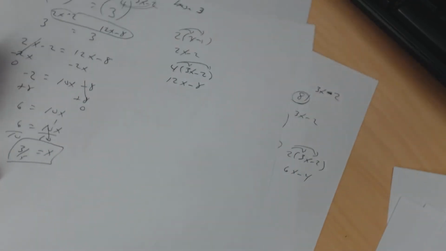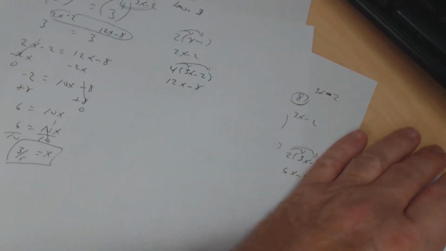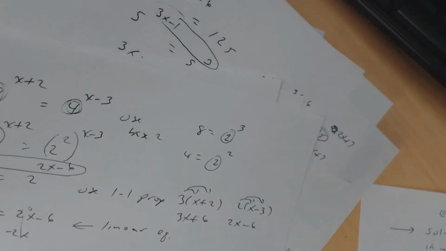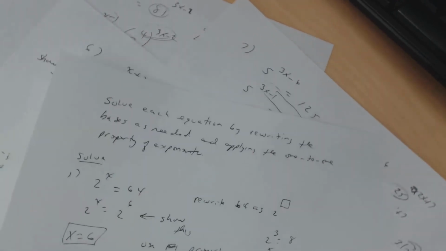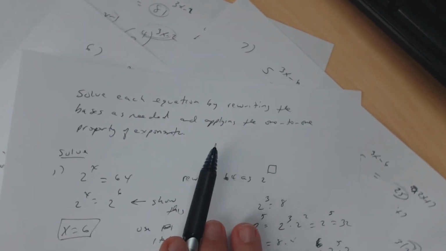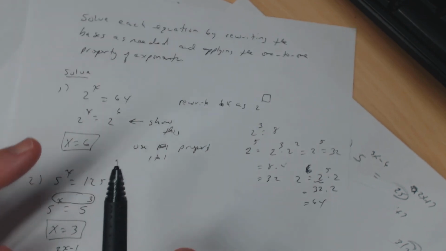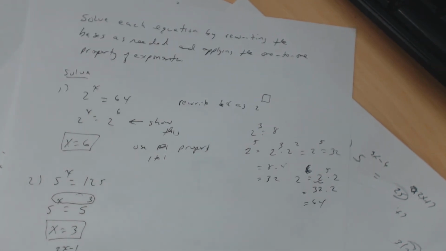It's not a difficult lesson. So in this lesson, remember, you've got to follow the directions. The directions said you must solve these exponential equations by using the same base and using the one-to-one property. So in each of these, you have to use the same base. Okay?